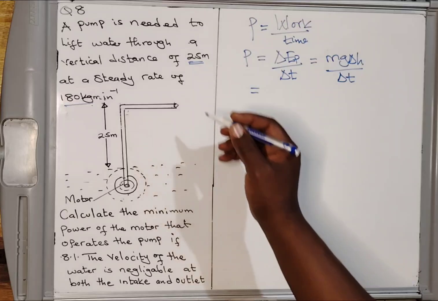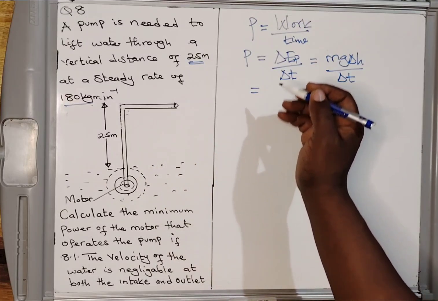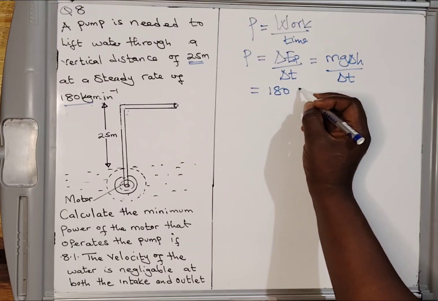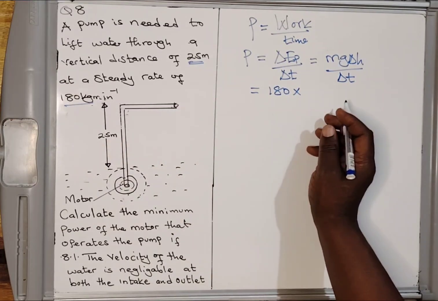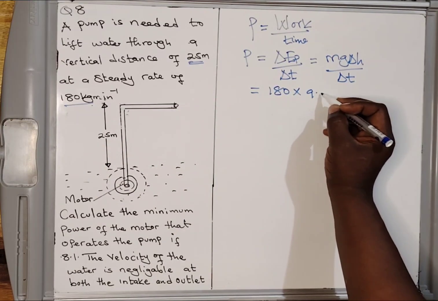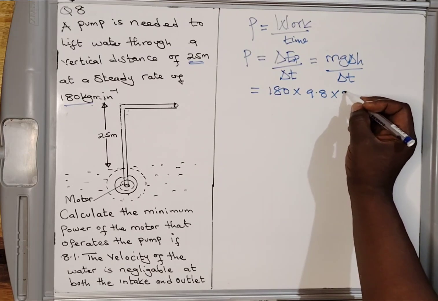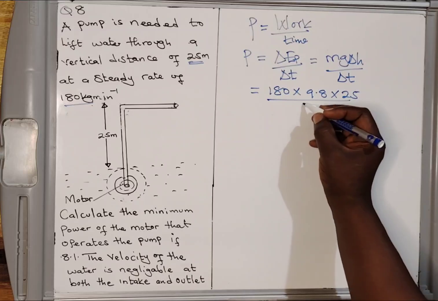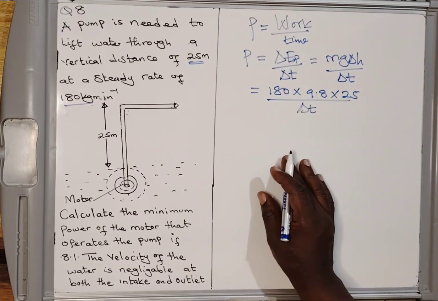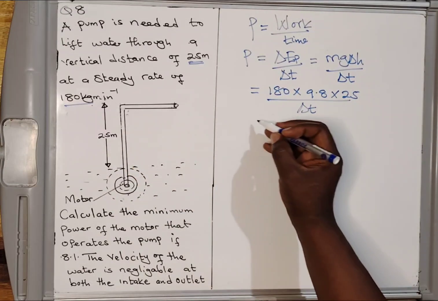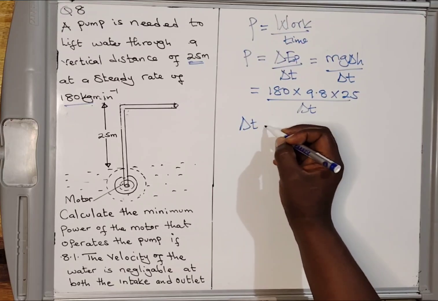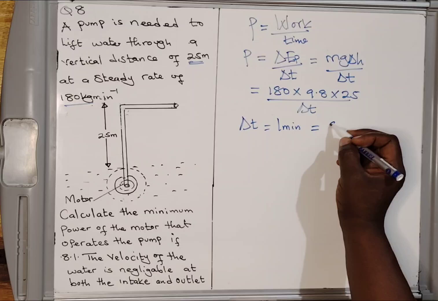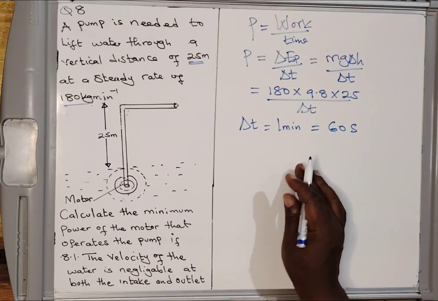So what do we get here? We know the mass. The mass is 180. What else do we know? We know g, and we know the height, which is 25. So that is over time. So what is our time? Remember they said per minute. So our time is 1 minute, which is the same as 60 seconds.